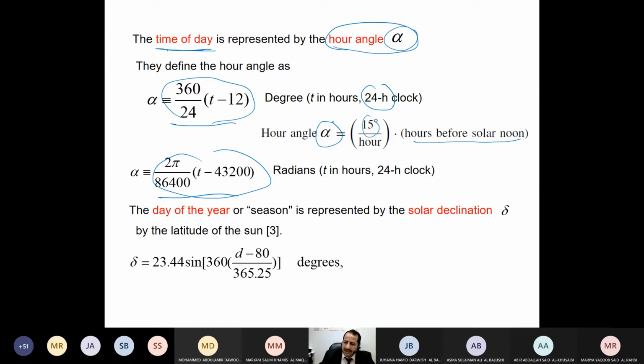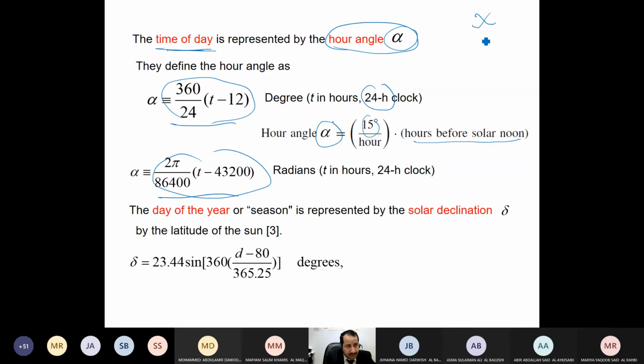If we say it's 3 p.m., it means 3 hours after 12, right? It is after the noon. So this means it will be negative, minus 3 hours. Minus 3 hours multiplied by 15, it will be minus 45. We'll explain this in the examples that will be discussed soon. Now this is the hour angle.